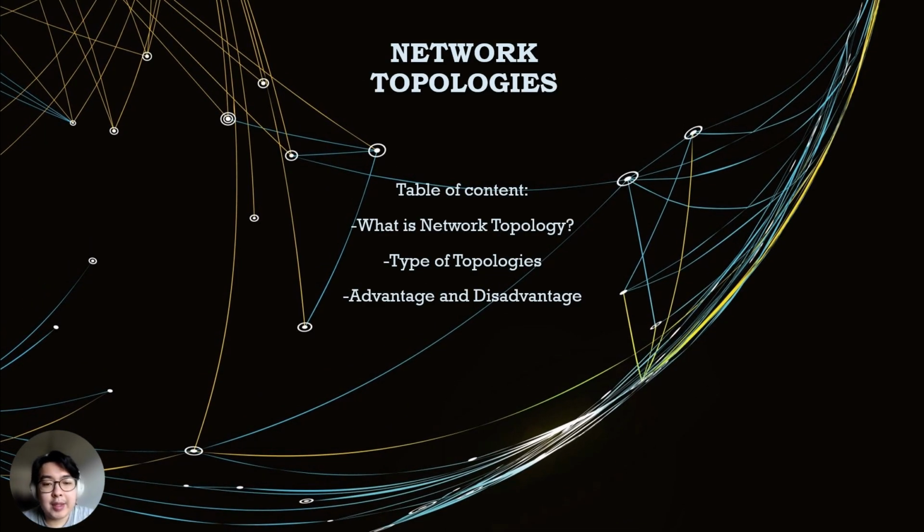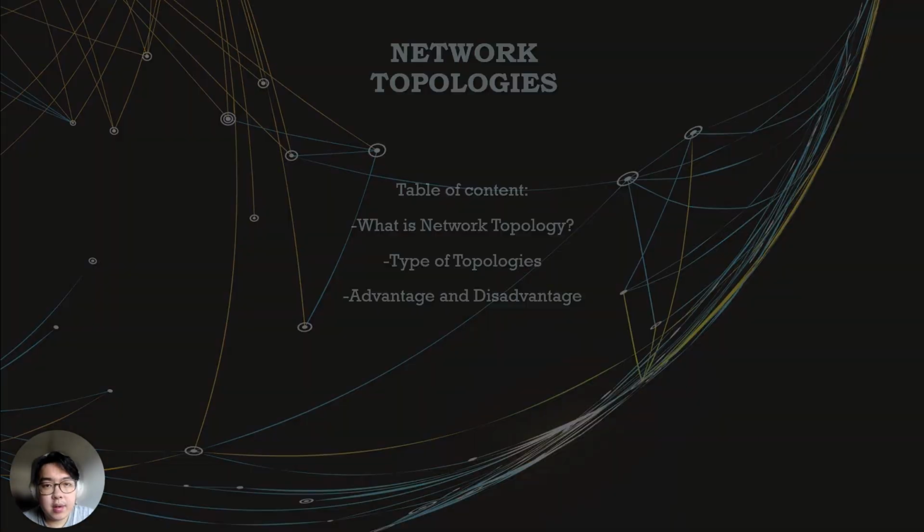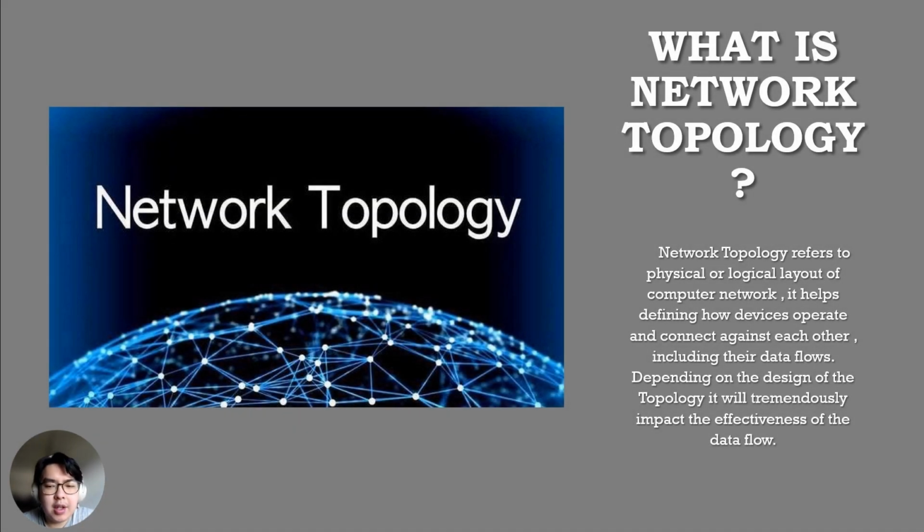I'm going to break down what I'll be explaining, which is what is network topology, what are the types of it, and what are the advantages and disadvantages. Network topology refers to the physical or logical layout of a computer network to help us define how the devices operate and connect to each other, including the data flows. Depending on the chosen topology, it will tremendously impact the effectiveness of the data flow.